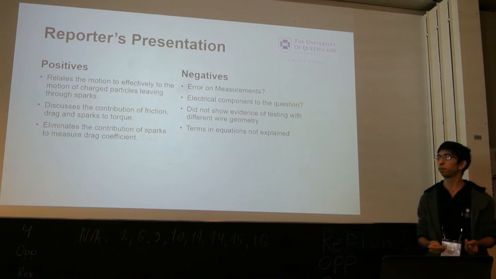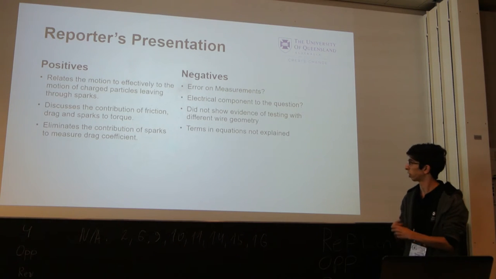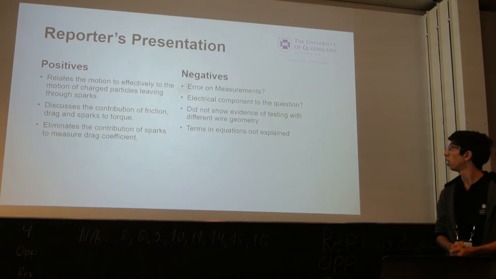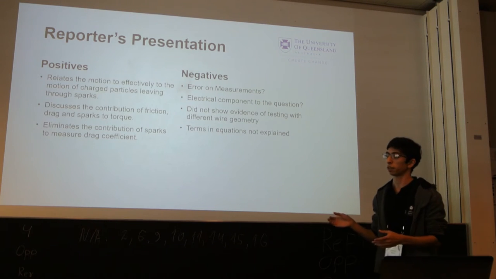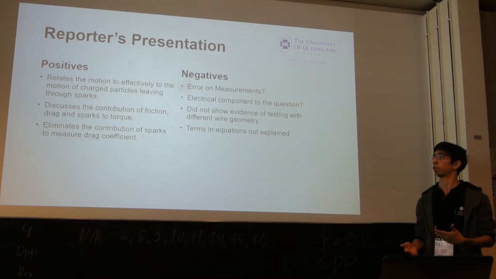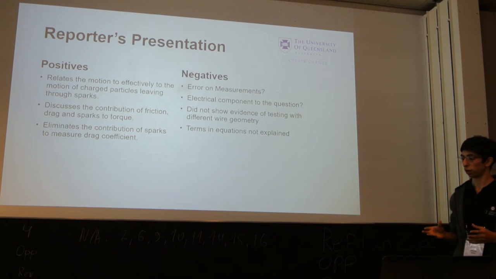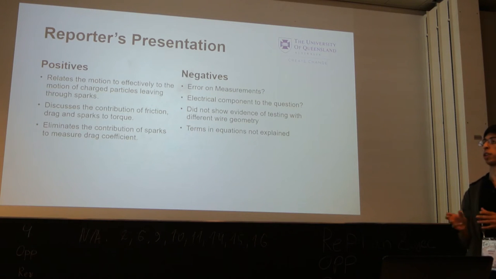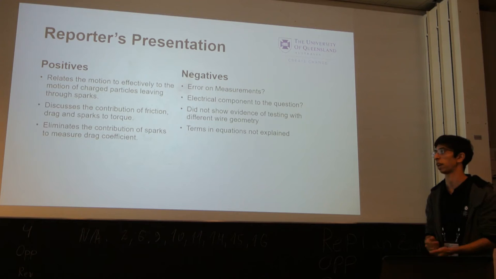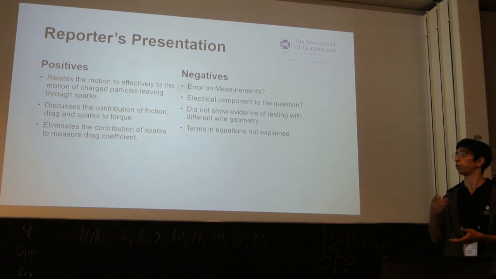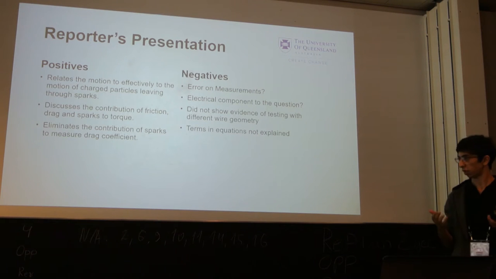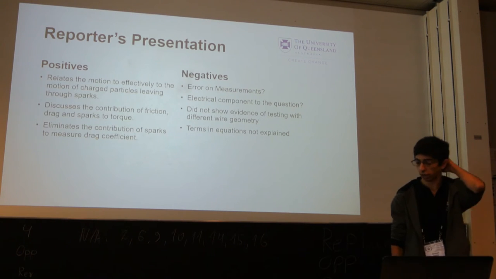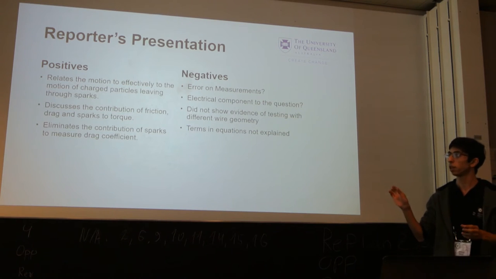In terms of negatives, the main point that I'd like to discuss was, first of all, that some of the measurements that you showed had no error measurements, no uncertainties. Perhaps one of the most important points is that, yes, you discussed in great detail the mechanical aspects of the problem. However, there was a distinct lack of electrical analysis. What I mean is, how do the parameters of the Tesla coil themselves affect the rotation of the wire? That includes things like the frequency of the oscillatory wave within the Tesla coil, its amplitude, things like that.